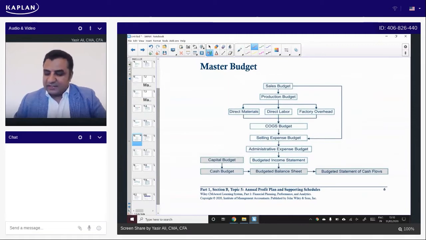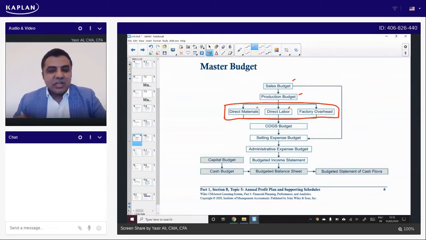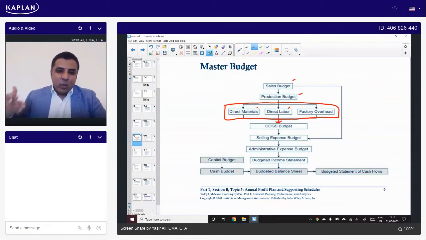It starts with the sales budget, and this is the order in which we will cover these budgets: sales budget, and then from the sales budget we will make a production budget. Once the production budget is finalized, we will be able to make the direct materials budget, direct labor budget, and factory overheads or production overheads budget. Once these three budgets are finalized, we can derive a cost of goods sold budget. And once the sales budget and cost of goods sold budget are there, we can calculate budgeted gross profit.